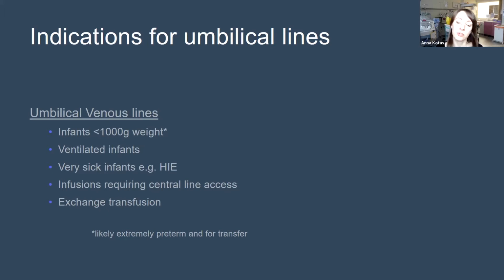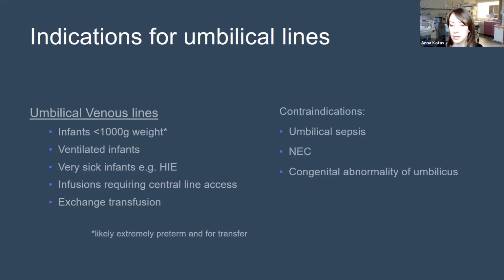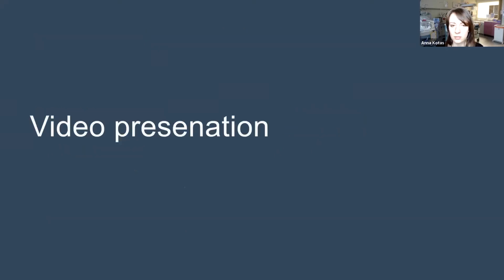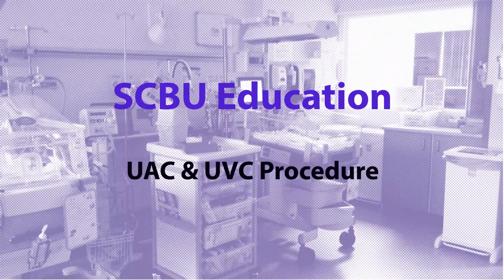So for example, if we've got a baby that requires a high concentration of glucose because they keep dropping their sugars, then that might be a suitable access route. And again, similarly with the UAC, an exchange transfusion is another reason to put an umbilical venous line in. The contraindications are virtually the same, with the exception that poor perfusion to the lower limbs shouldn't be a reason not to put in an umbilical venous line, because it won't affect the perfusion. Okay, so we'll cut to the video now.